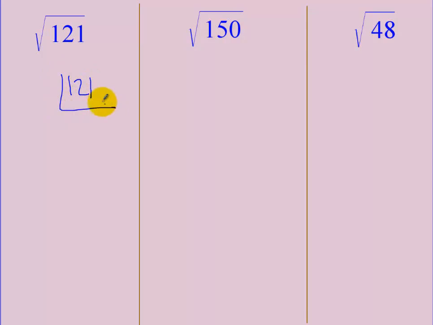121 you can still do in the same way. You can factor out 11, and you're left with 11. So then 11's prime, and now I have 2 factors of 11. And so that means I have 11 on the outside and nothing in the square root in here, so it's just 11, which checks out.